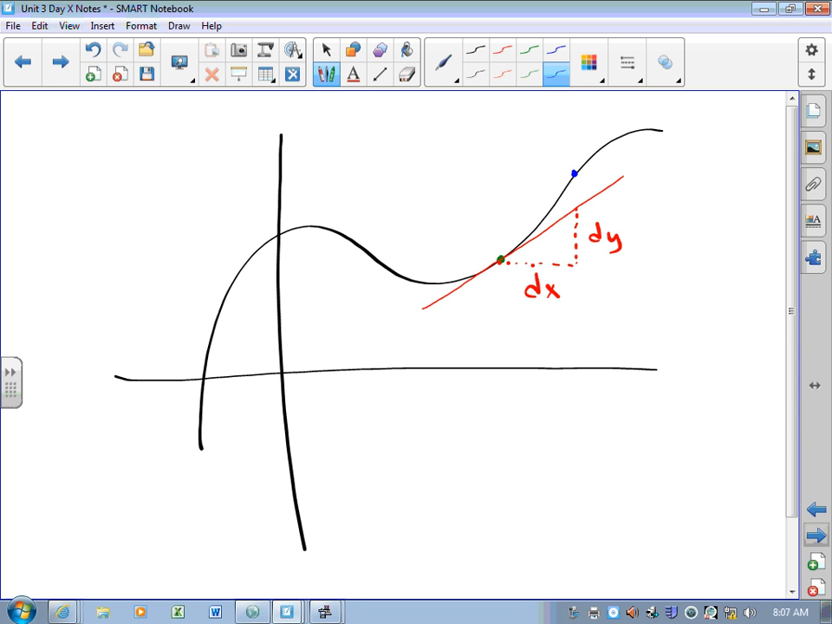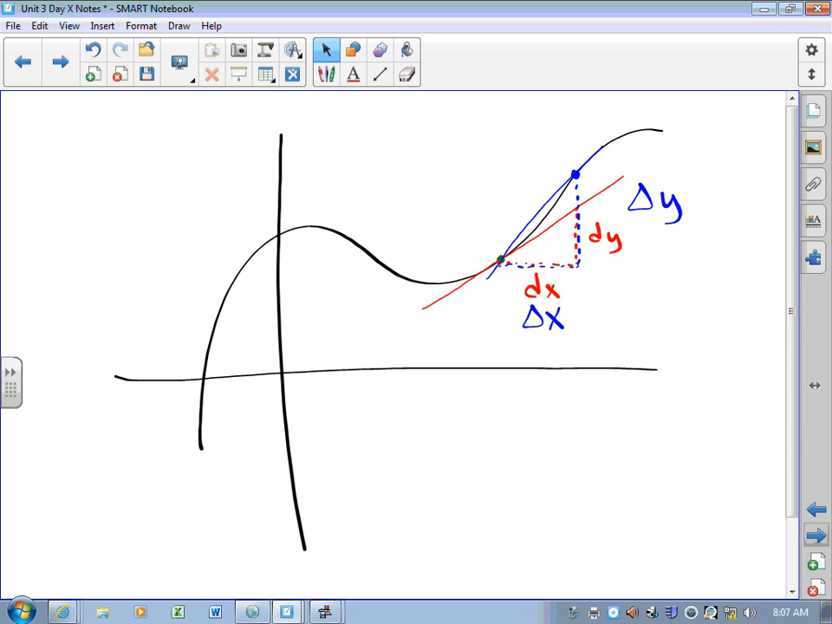So if I'm interested in this point over here, there is an actual slope of an actual secant. And that actual slope of that actual secant has a delta y and a delta x. And the idea behind the calculus is that in small intervals, this dy and that delta y are roughly the same thing. That's the idea here.